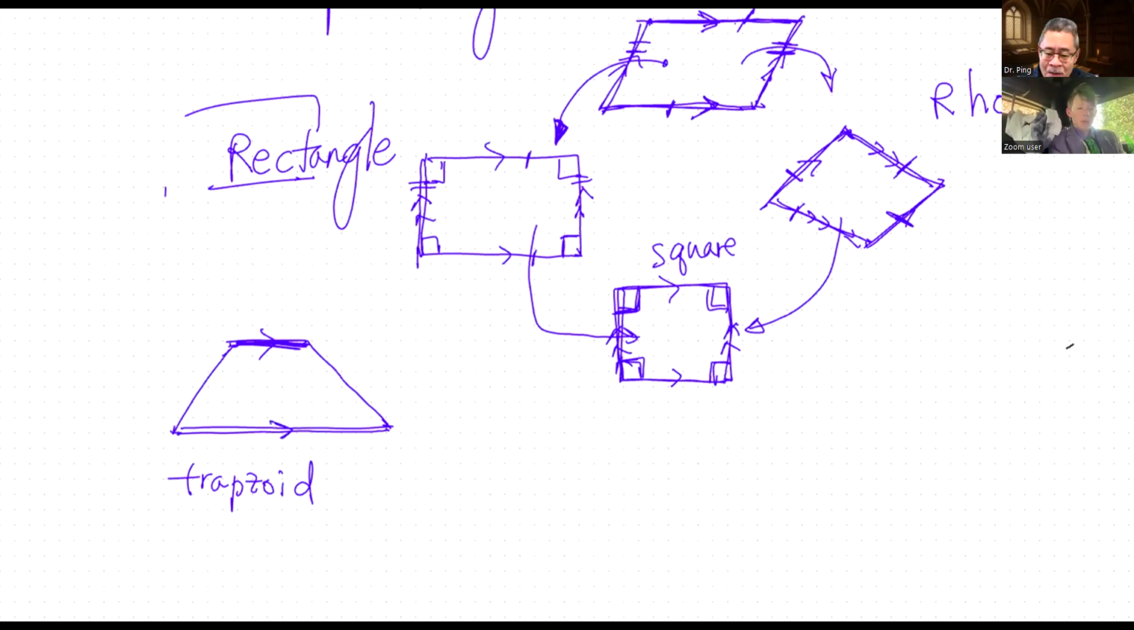And another one is this shape, kind of made of two isosceles triangles. This side and this side are the same, then this side and this side are the same. Good. Now, do you remember what name we give to this kind of shape?